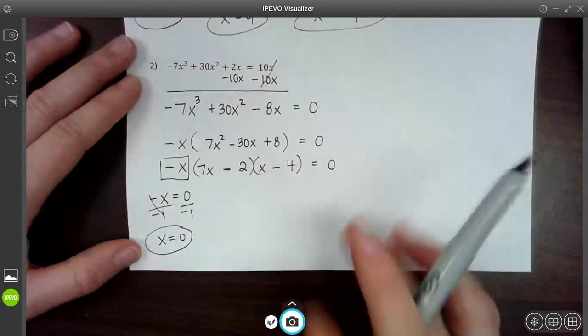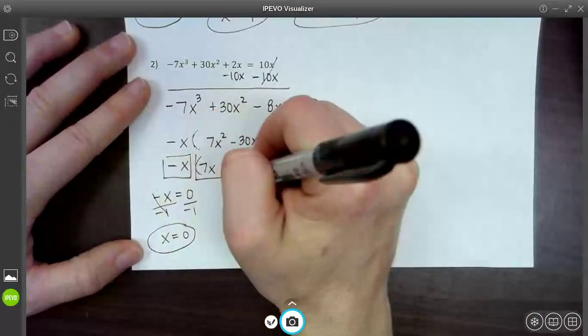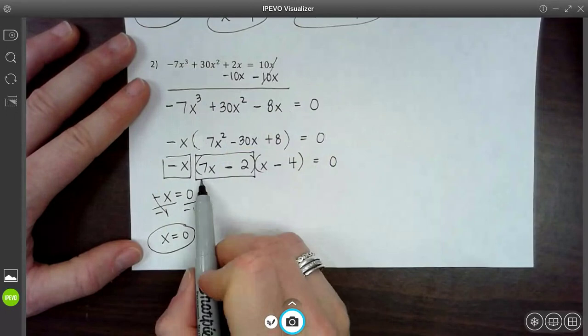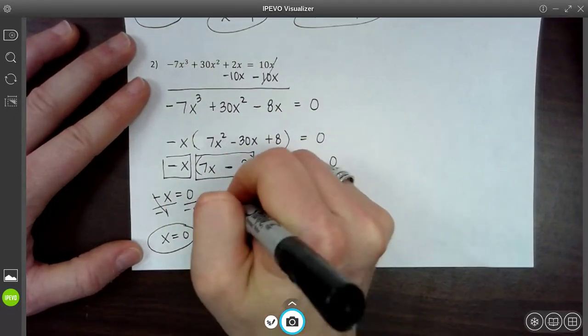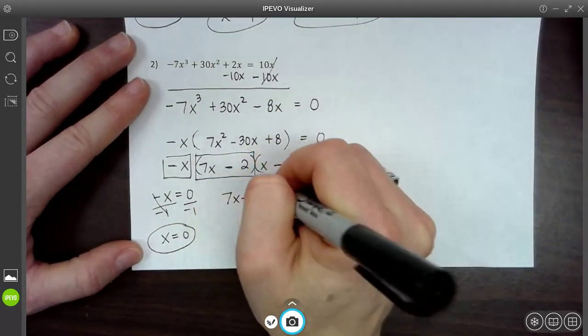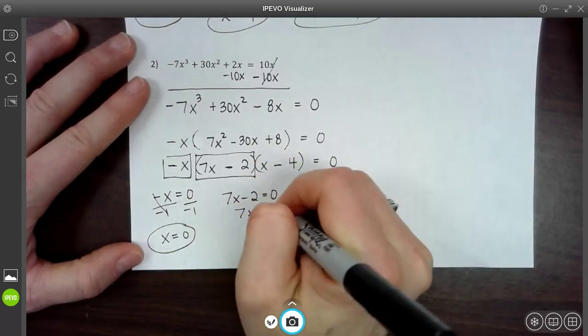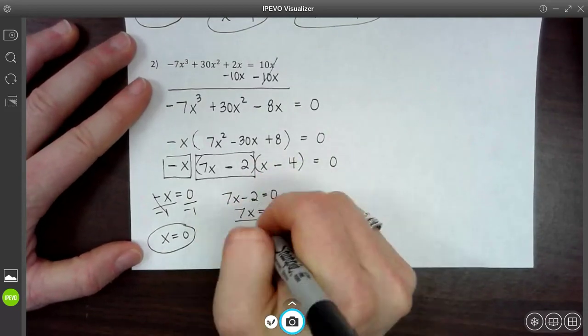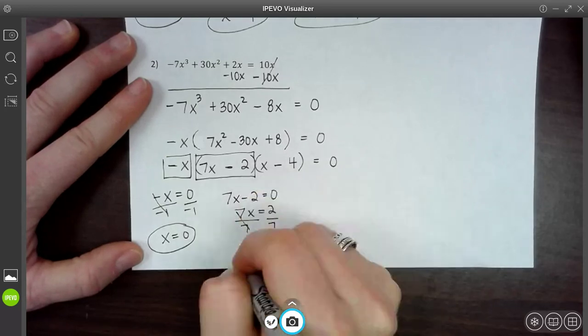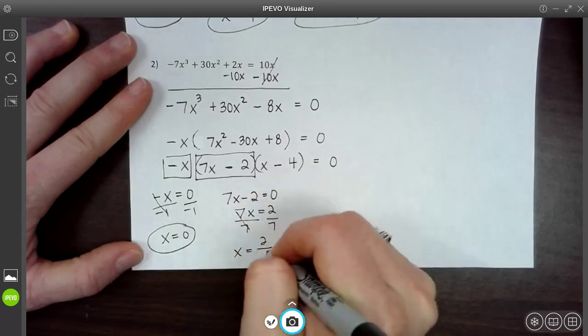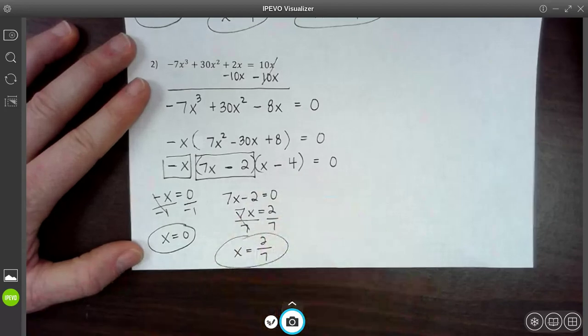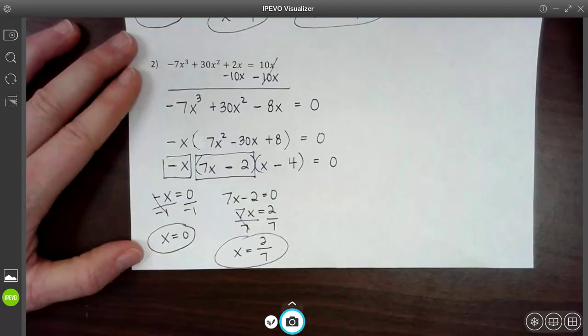All right? Well, what if this factor had to be 0? What's it going to take in order for 7x minus 2 to equal 0? What does x need to be? Well, add 2, 7x equals 2, and divide by 7. And x will equal positive 2/7. That's my second answer to this degree 3 equation.